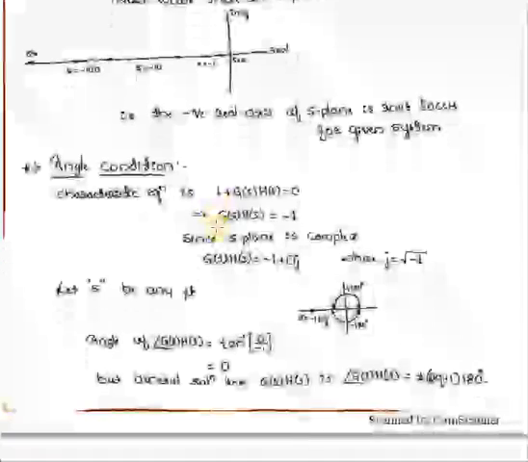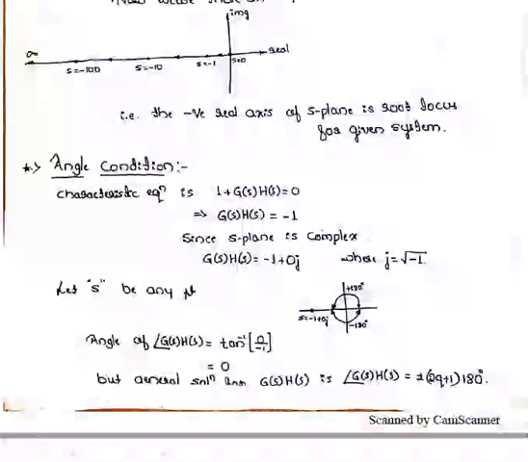Now one more condition is there, that is the angle condition. These conditions are used to determine the actual roots of the equation. For all s values, you can express those values in terms of complex numbers, that is, sigma plus j omega. For any value of s, if it has to be on the root locus, it must satisfy the characteristic equation.